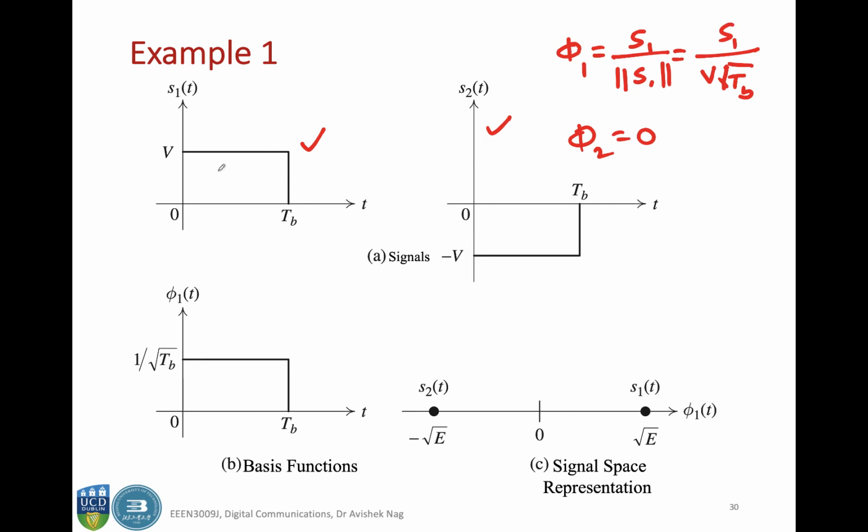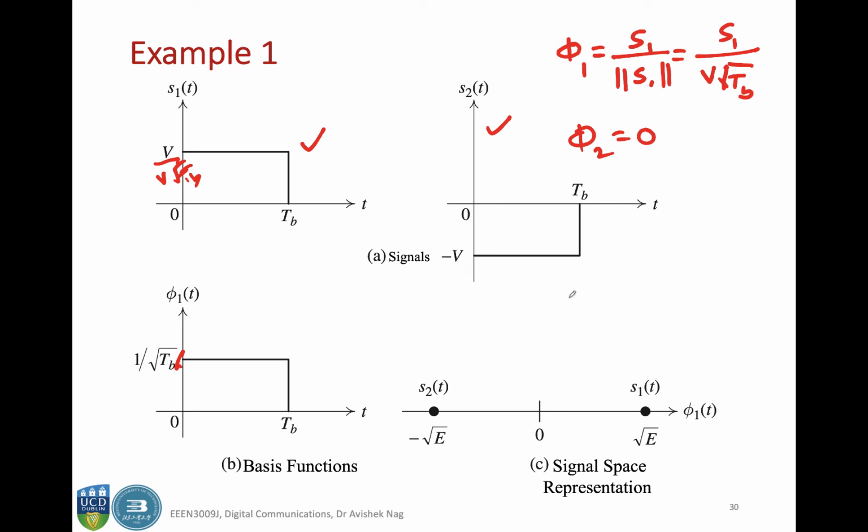So you need only one basis function to represent these two signals, S1 and S2, and your phi 1 is S1 divided by V root TB. If you look at S1, your phi 1 will look the same, but the amplitude will be changed. Dividing S1 by V root TB, the amplitude will be V divided by V root TB throughout the range of this signal, which is 1 over square root of TB. So your phi 1 looks the same as your S1, and that's all you need. You don't need phi 2.